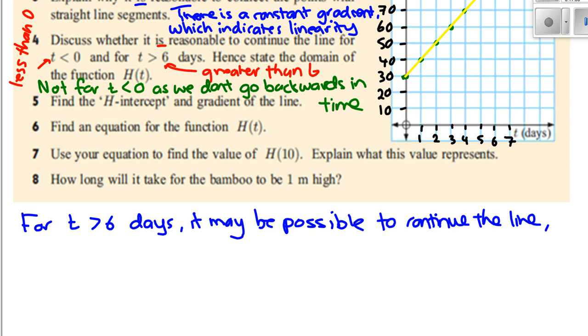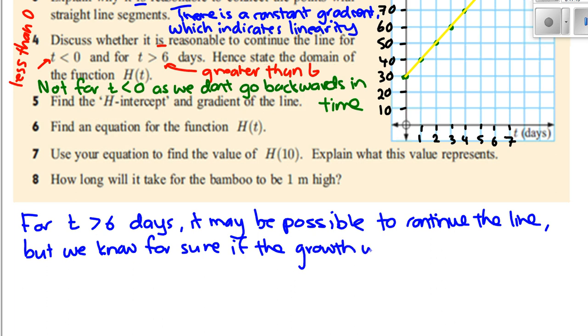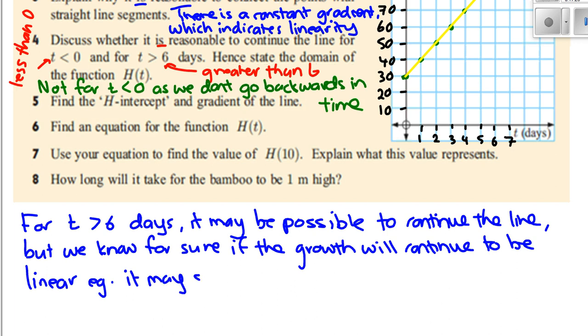But we don't know for sure if the growth will tend to be linear. If the growth pattern will continue to be linear, e.g., it may slow down due to various factors.